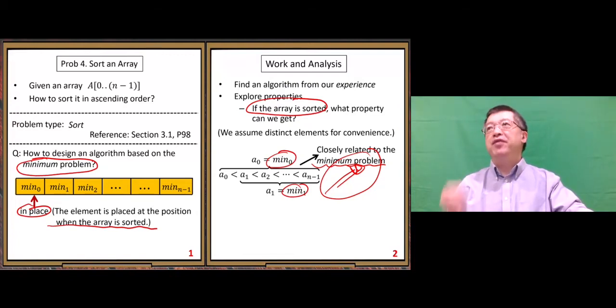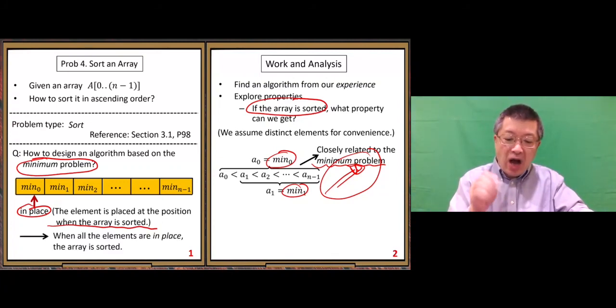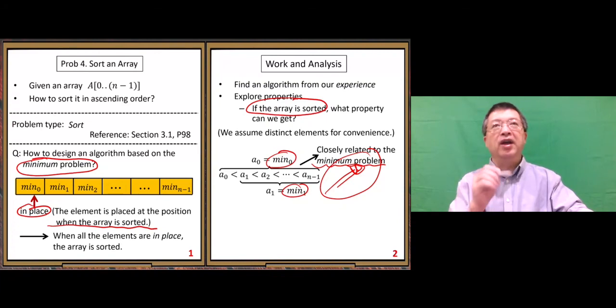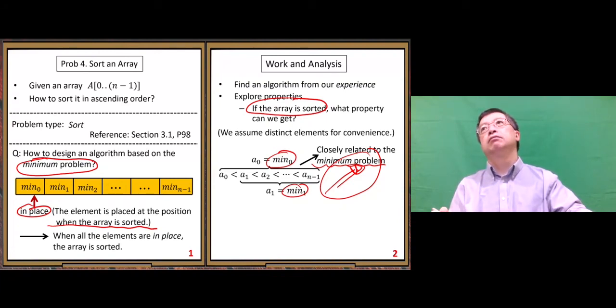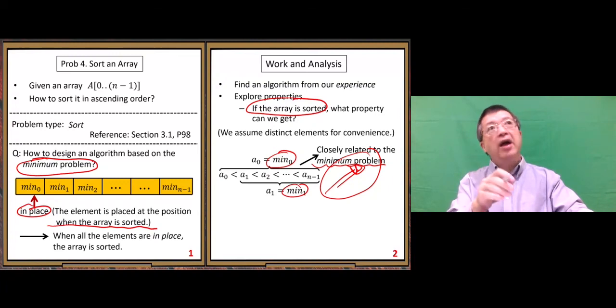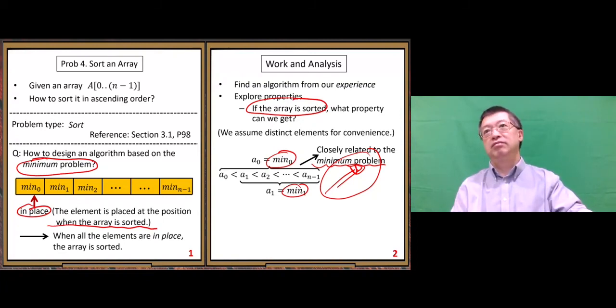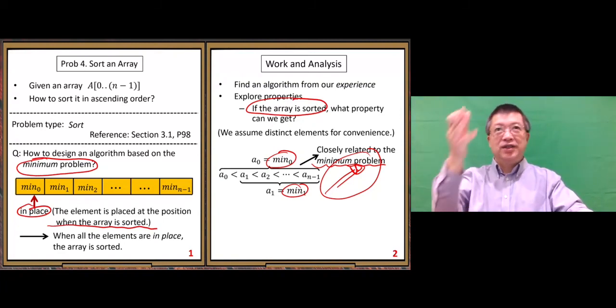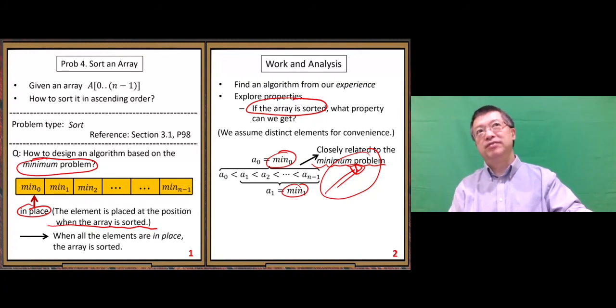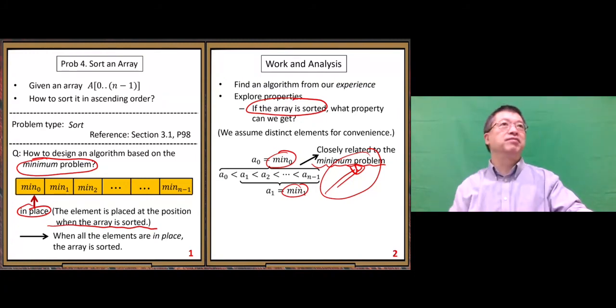Because we have this simple fact. When all the elements are in place, the array is sorted. All the elements are at their right position when the array is sorted. In place. So now the solution is that obvious. Okay? Yeah.